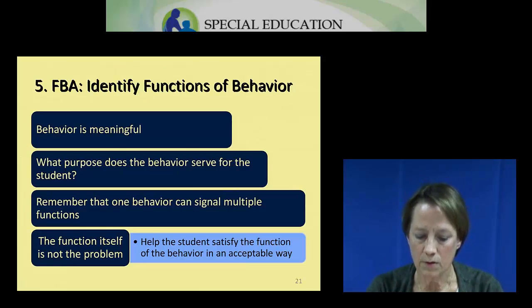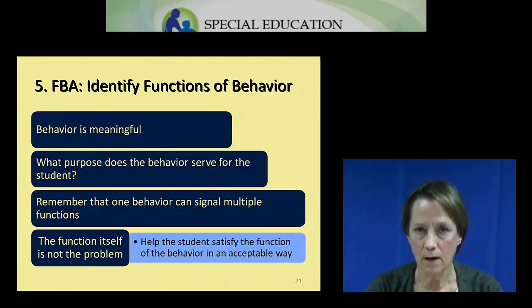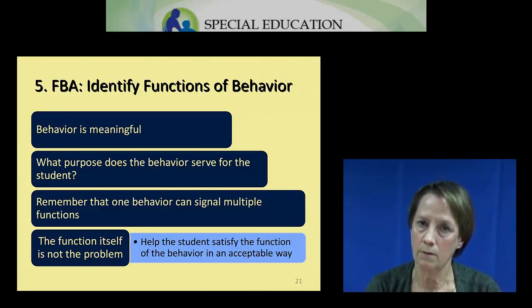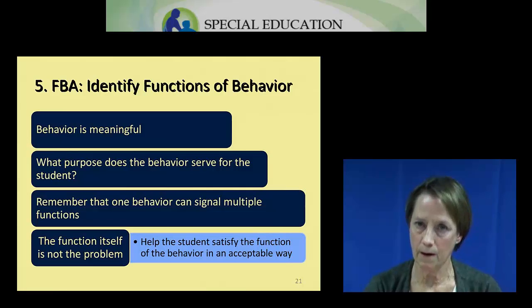But for now, we're going to move on to our 5th stage in functional behavioral assessment, which is to identify the function of the behavior. We talked earlier about the fact that behavior is meaningful, and now we want to pose a question for ourselves. What purpose or meaning does this behavior have for the student? We want to remember that one behavior can signal multiple functions, and then we also want to remember that the function itself isn't the problem. It's not what the student is trying to gain that's often the problem, but how the student is going about that. So our goal is to try to help the student meet that function in a different way.